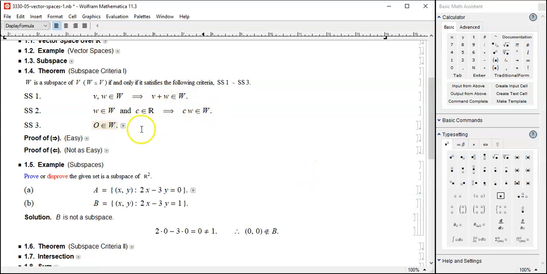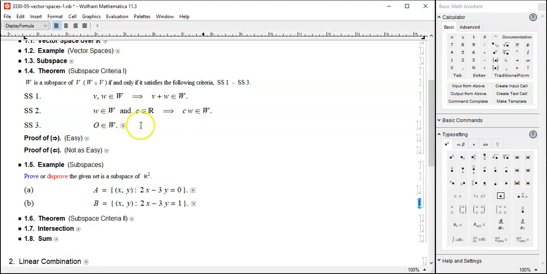And that's why I separated this one. I threw it in as an additional condition, because this may not be necessary on its own, but it'll make your life a lot easier, especially when you have to disprove something. This third condition, SS3, will sometimes do a yeoman's service.